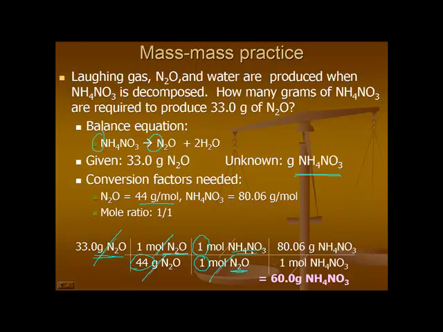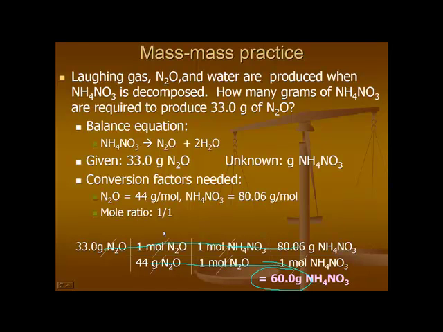Now that I've got moles of the NH4NO3, moles now goes on the bottom. And grams, because that's what I'm searching for, grams goes on the top. Gram numbers always come from your periodic table. So this 80 is coming from adding up the 2 nitrogens and the 4 hydrogens and the 3 oxygens. Once you've got all your numbers in place there, you're multiplying everything on the top, dividing everything on the bottom, and that should give you exactly 60 grams.